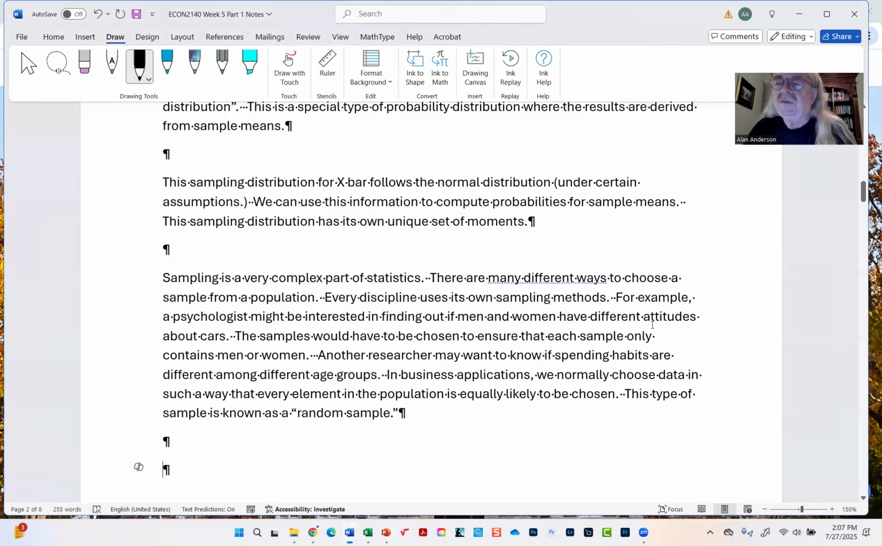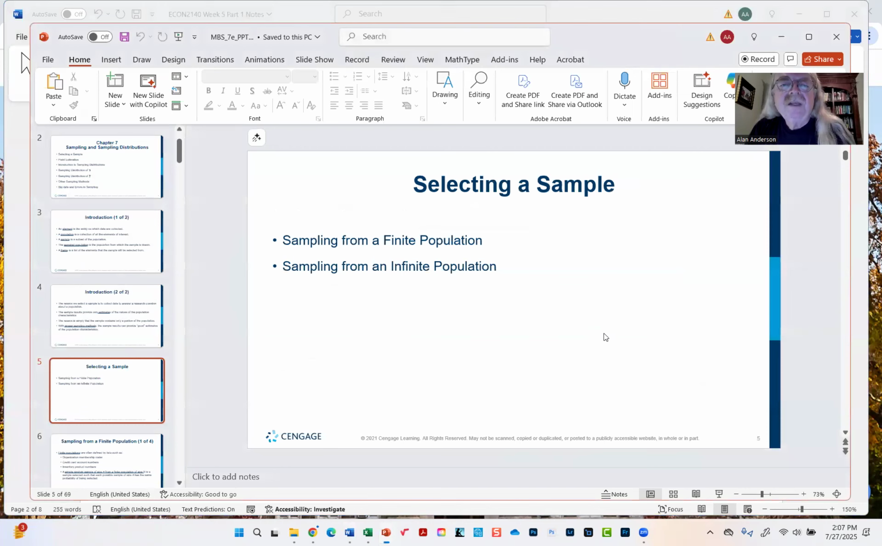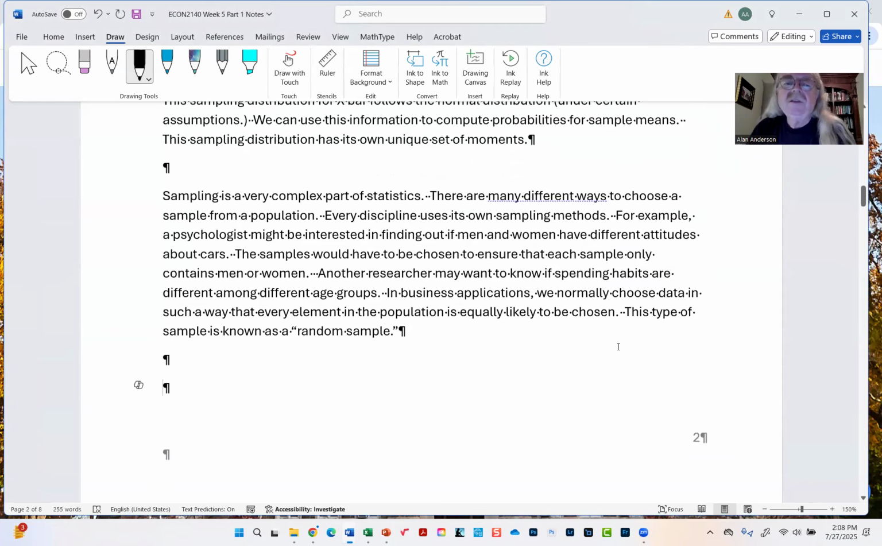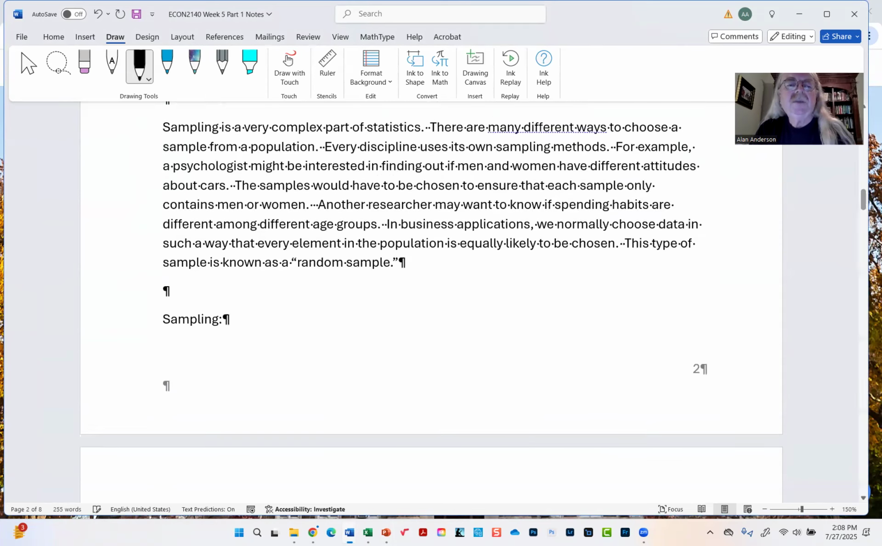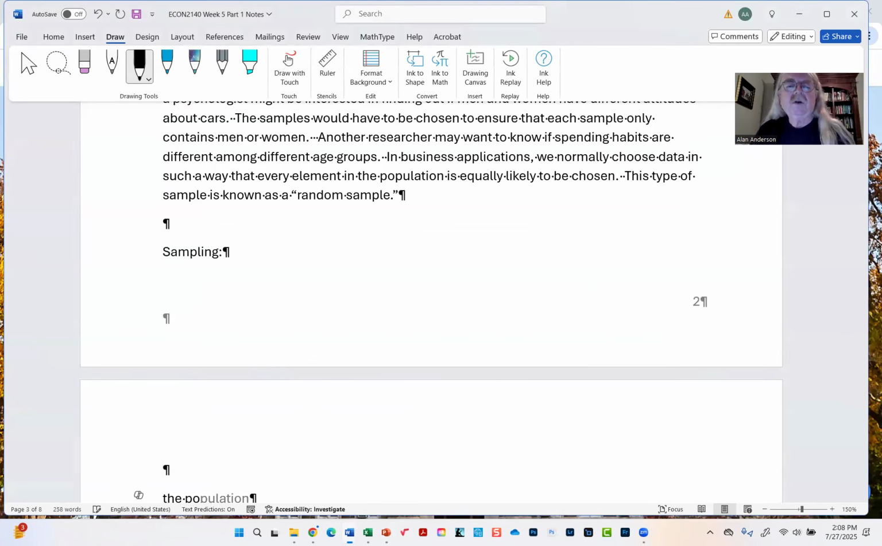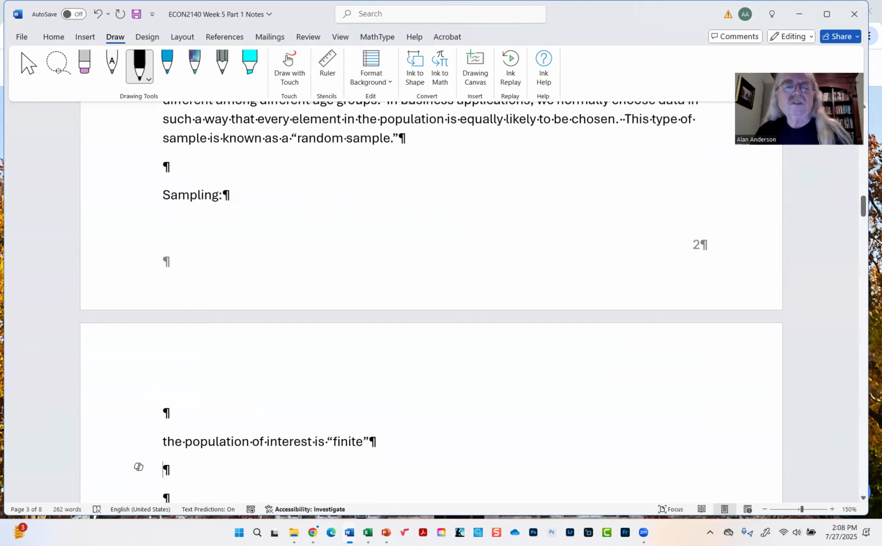Or imagine yourself doing financial research and you're looking at portfolios of stocks or something like that. You're going to randomly pick stocks for your portfolio and analyze their performance. Anyway, now we're going to make a distinction here between two different cases with sampling. Either the population of interest is what we're going to call finite, and I'll put that word in quotes, you'll see why in a minute, or the population of interest is infinite.